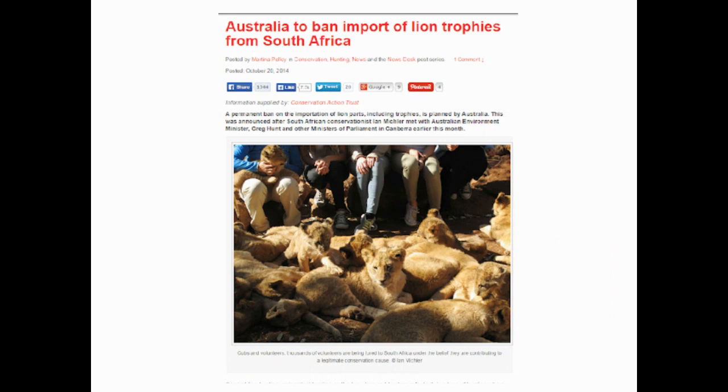Animal trophies are also a big controversial issue. Here we can see an article from October 2014 where Australia banned the import of lion trophies. So Australians going to hunt for trophy animals weren't allowed to bring them home from South Africa.